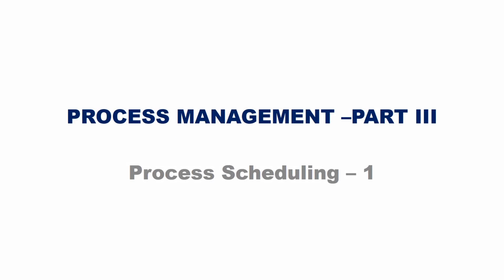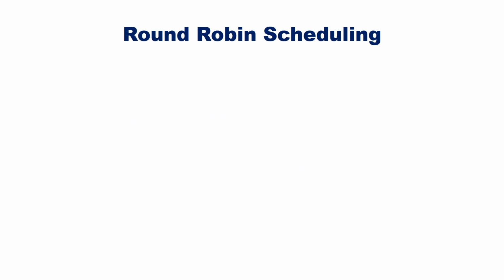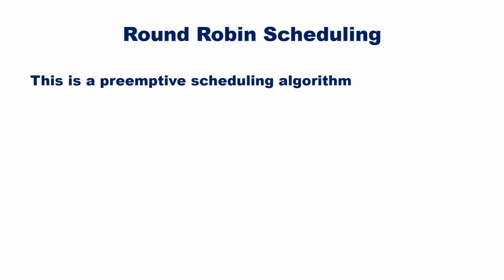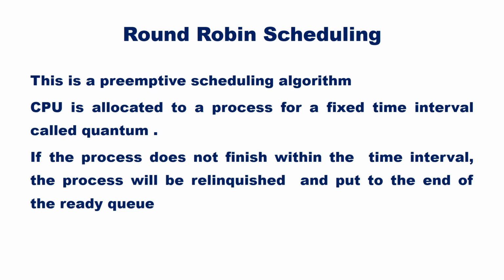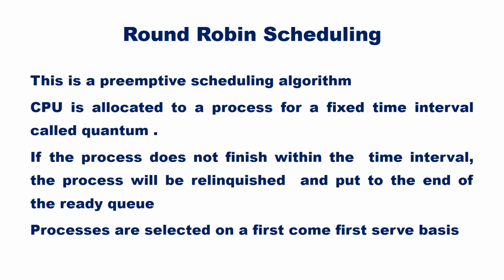In this video, let us continue our discussion on process scheduling algorithms. Round-robin algorithm is one of the most popular scheduling algorithms. This is a preemptive scheduling algorithm. In round-robin scheduling, the CPU is allocated to a process for a fixed time interval called a quantum. If the process does not finish within that time interval, the process will be relinquished and put at the end of the ready queue. Processes are selected on a first-come, first-served basis.